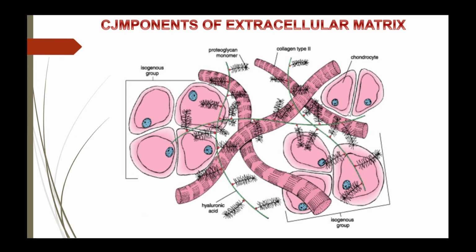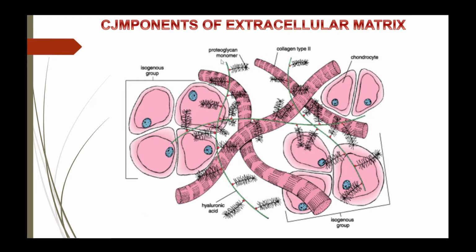And this is the isogenic group we have seen here: two chondrocytes joined together, each chondrocyte housed in its own lacuna, and this is the area ordinarily filled by the specialized extracellular matrix named chondromucoid. Between the lacunae inside the isogenic group we have the territorial matrix, and between the isogenic groups we have the interterritorial matrix.